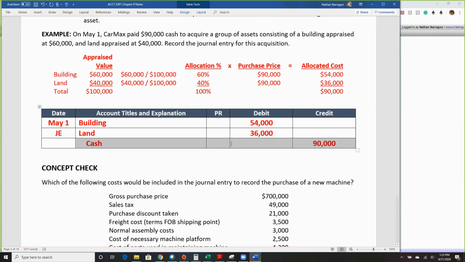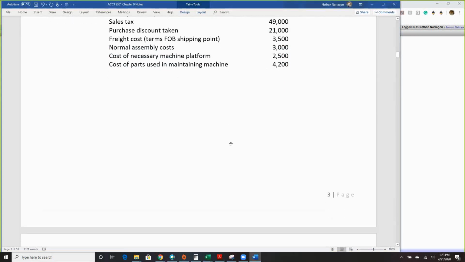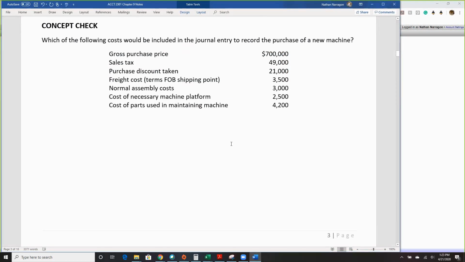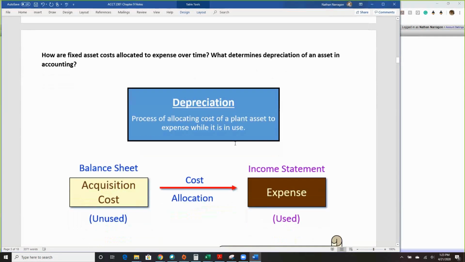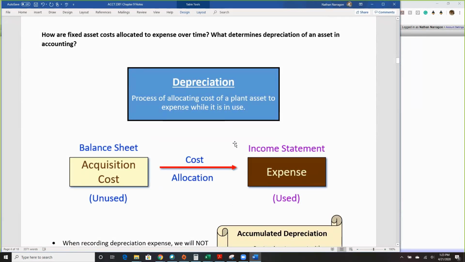Alright. Then of course you got your concept check. But let's hit the main attraction. Again, if you have any questions, please just come in and we'll go back over them if needed. So, the main attraction is of course depreciation.